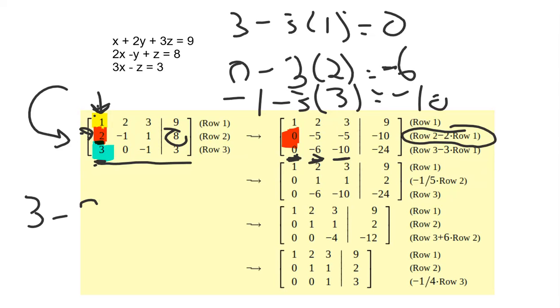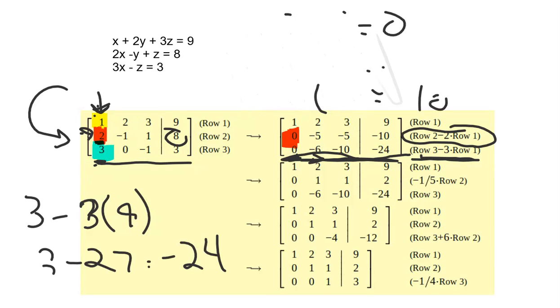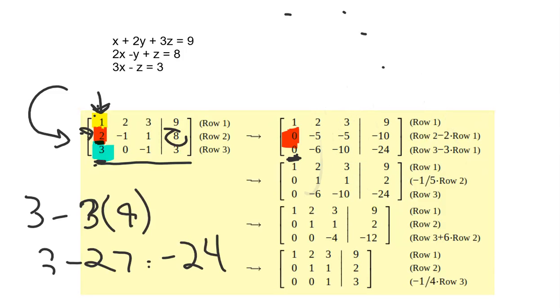So 3 minus 3 times 9. So 3 minus 27 would give me a negative 24. So you can see this is where my entire row comes from here. It is a manipulated row. I took row 3 and subtracted 3 times row 1 from it. Okay, so like I said, the whole point of that is in that first column that we get a 1, 0, 0, which we have.